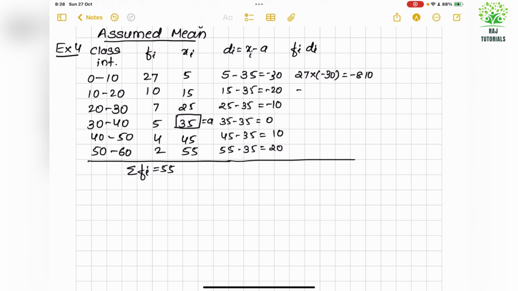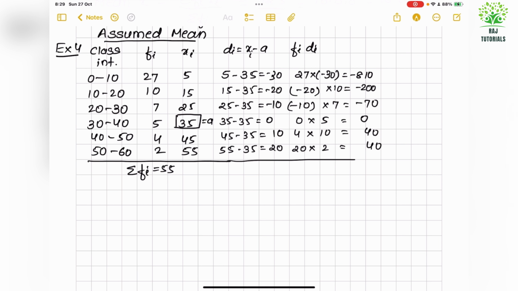Same way minus 20 into 10. So I will get minus 200. Then the third one is minus 10 into 7. So minus 70. Then 0 into 5. So 0. Then 4 into 10. So 40. And 20 into 2. So 40. So if I do summation fi di, I will get minus 1000, because here both plus and minus numbers are there, so I have to solve them.